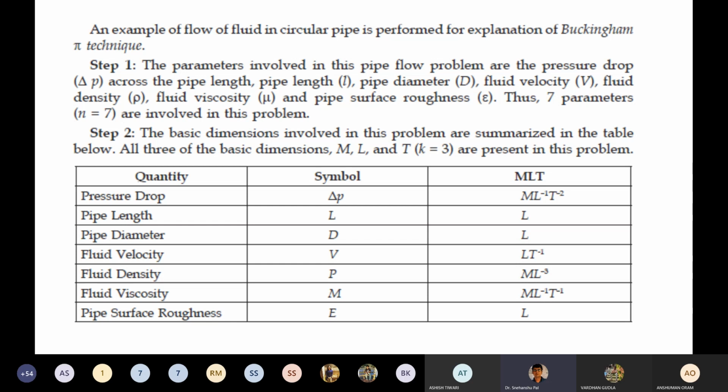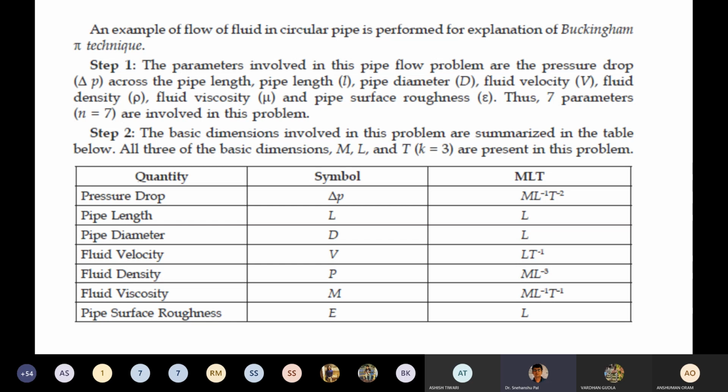The 7 parameters are involved in the problem. Now you identified there are 7 parameters involved in that physical problem of fluid flow, the flow of a fluid in a circular pipe. If we are going to apply the Buckingham pi technique in order to understand how much dimensional analysis we can do, then the first step is to find out n. So that is the 7 parameters, and n equals 7.